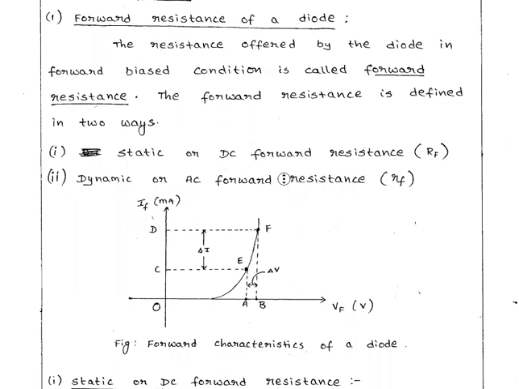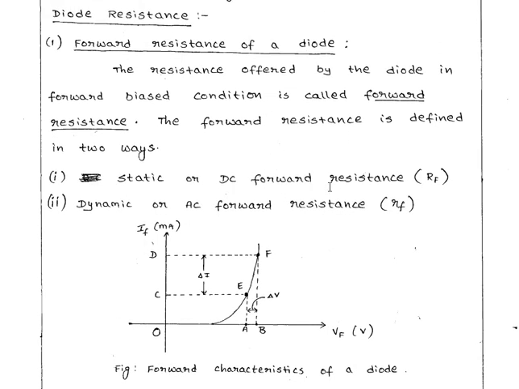Diode resistance. Now the topic is, for a diode, if we apply a forward biased condition with a battery, then there will be some resistance. If we apply reverse biased condition, then there will be another resistance based on the depletion region formed in the PN junction diode. Let us see the forward biased condition, the forward resistance of a diode.